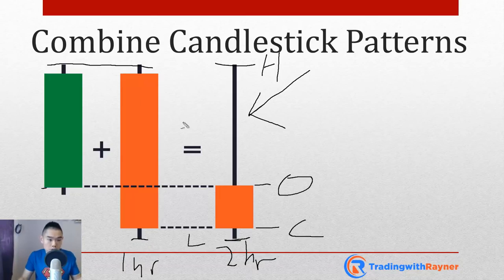And where is the close? Well, the close is essentially the close of the second candle, which is this one over here. This candle closed at this price level, and that's why you got this close. So when you combine these two candles, this one plus this one, you're going to get this bearish looking price rejection on your chart. Does it make sense?